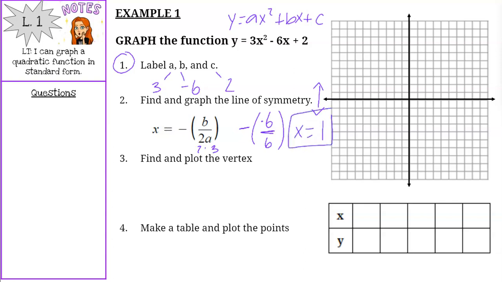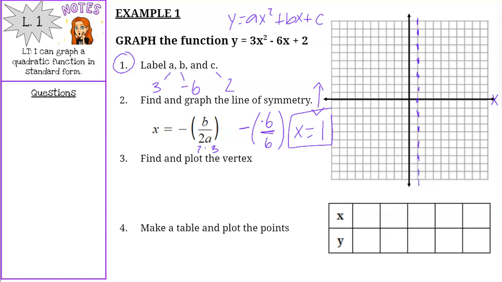Which means it's a vertical line through the point x equals 1. So our x-axis is here, 1 is right here, so our line is going to go through this point up and down. And I like to make the line of symmetry dashed because it's not our actual line that we're graphing.